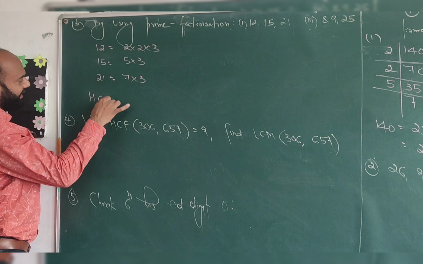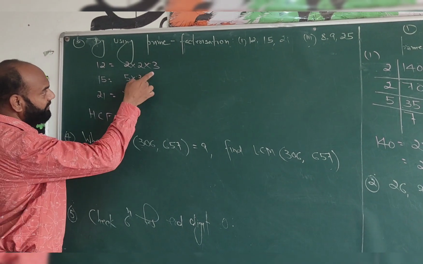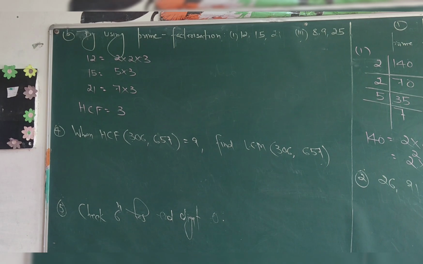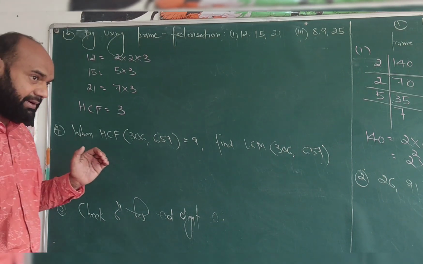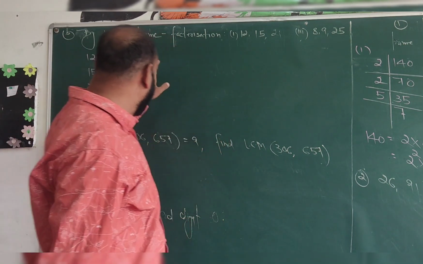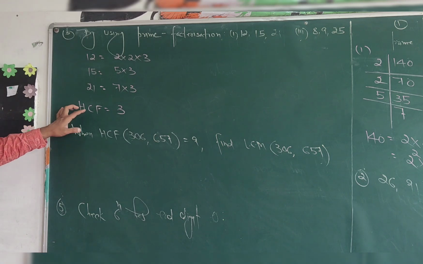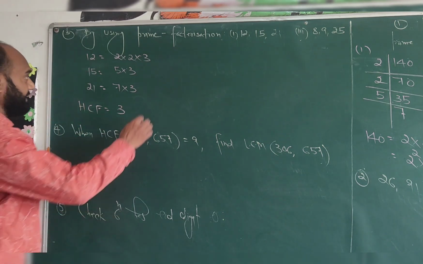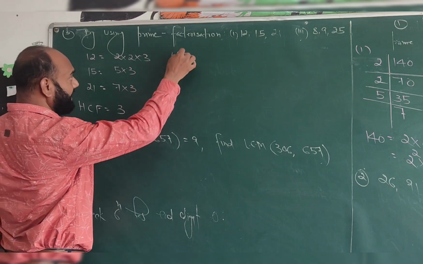So the highest common factor is equal to 3, because the highest common factor is the maximum number which is common in all the numbers. Therefore, the highest common factor of 12, 15 and 21 is 3. Next, we find the LCM.